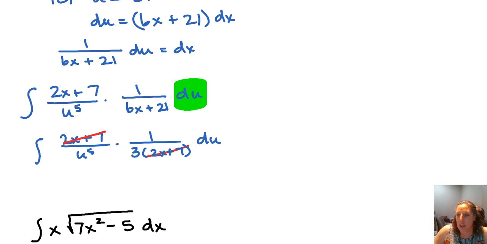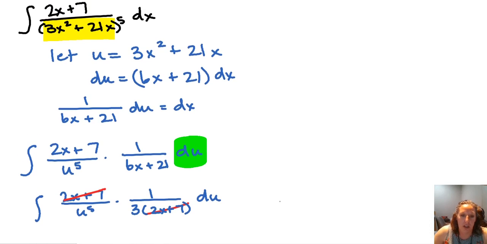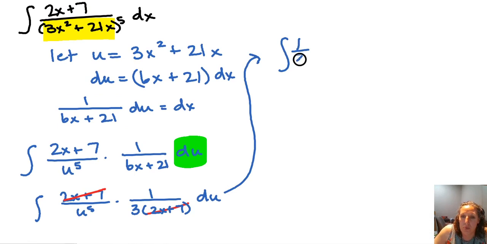I'm going to go ahead and go back up here. And so in order to use the power rule, we like to have that u in the numerator. So I'm going to write this as 1/3 times u to the negative 5th du. Just bringing that u to the 5th from the bottom up to the top and making the exponent negative. We still have the 1 over 3 as far as our coefficient.